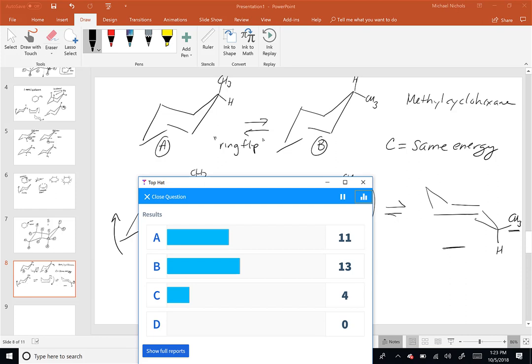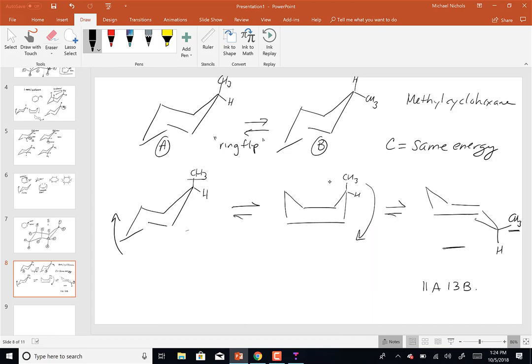A tie, a virtual tie between A and B. So you know what that means? That means I can find my egg timer, then I say discuss for a minute, we'll revote. So you got 11 A's and 13 B's. All right, so then we'll revote. So discuss for a minute what answer you put down, why you put it down.